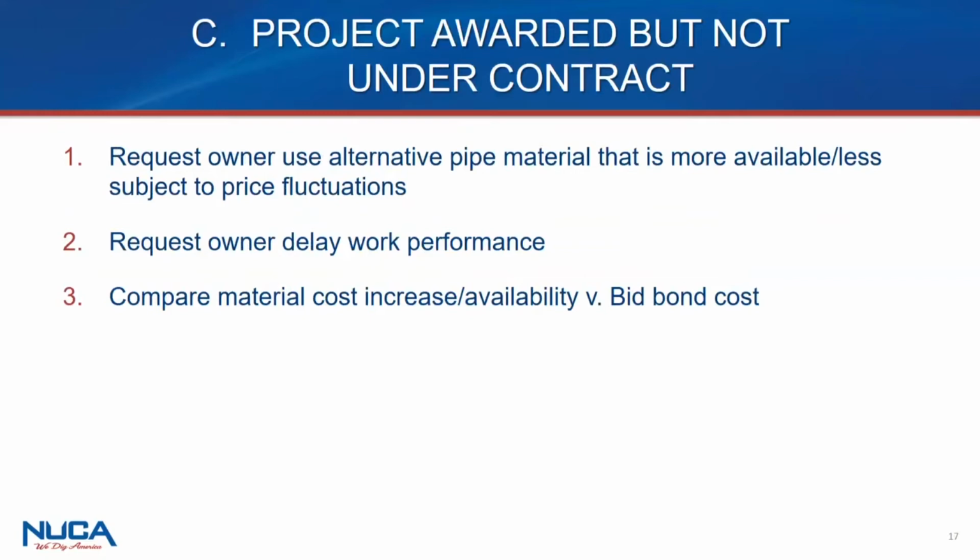Okay, next one. So here's a project awarded, but not under contract. And again, some of this is redundant, but again, to recognize that what makes sense at a pre-bid phase as well as a bid phase can also make just as much sense after the project's been awarded, but not under contract. Okay, the first one is, again, request that the owner use alternative pipe materials that might be either more available or otherwise not subject to the same sort of price instability.